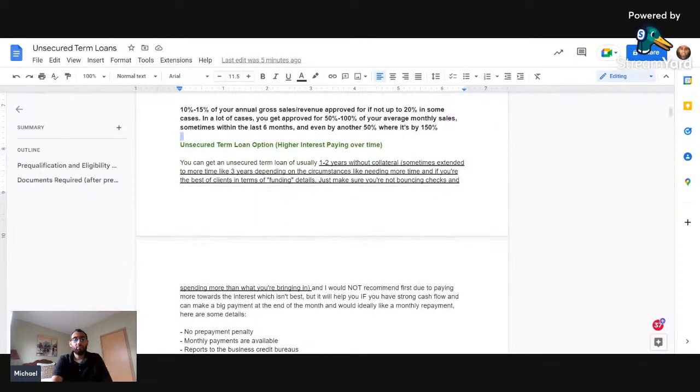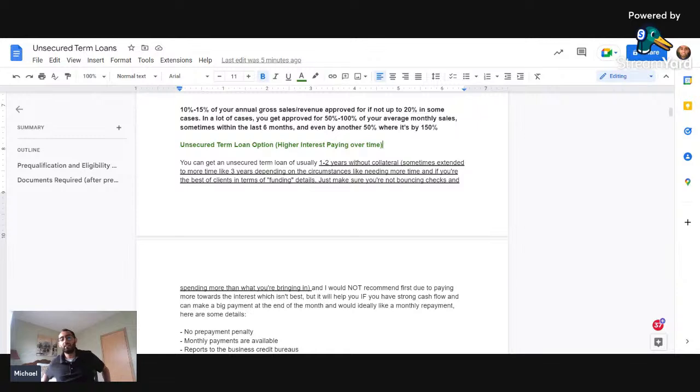So perhaps you've already seen me do a video where I spoke about this one in the beginning. So unsecured term loan, this is higher interest paying over time as well as the other one. Just think about it. You're paying more towards the interest. But you can get an unsecured term loan of usually 1 to 2 years without collateral, sometimes extended to more like 3 years, depending on the circumstances, like needing more time and if you're the best of the clients in terms of funding details.